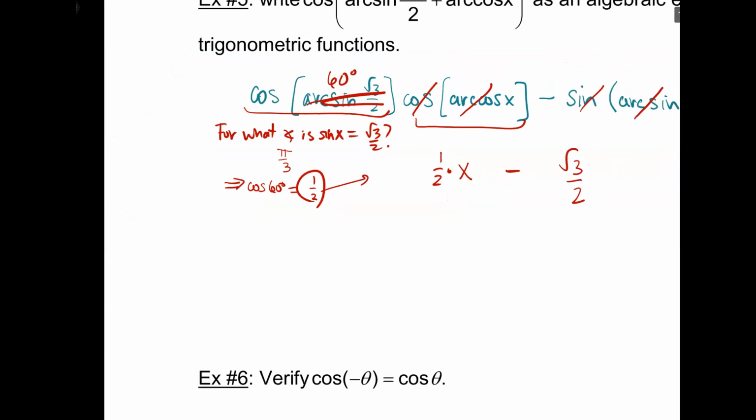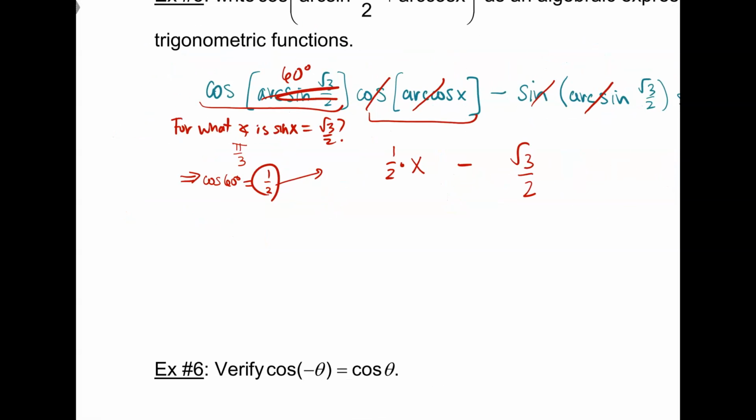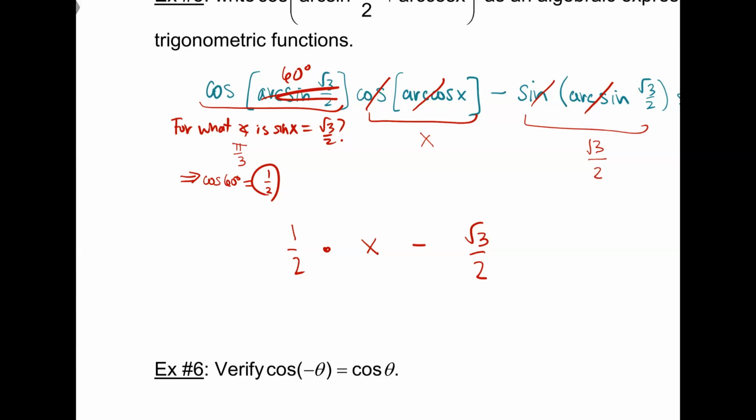Maybe I should move that down. Yeah, sorry. I'm just moving it. So this is 1/2 times x minus root 3 over 2. So we have most of these. Three of the four we have done. The hardest one is what's left.